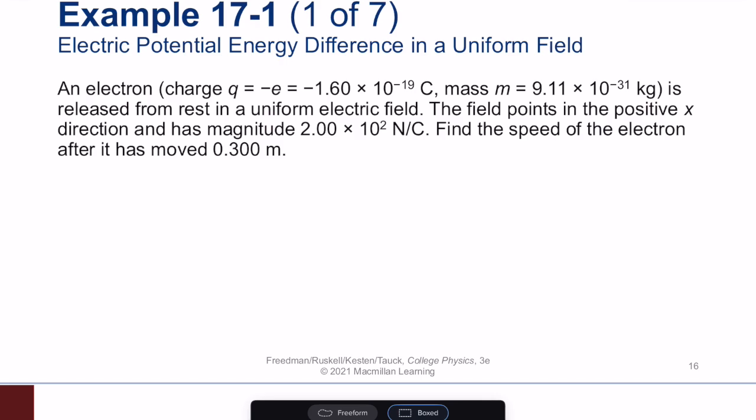If we have an electron, which of course has a negative charge, and it has a mass, it's released from rest in a uniform electric field. The field points in the positive x direction. It has a magnitude of 2 times 10 to the 2. We want to find the speed of the electron after it has moved 0.3 meters. Let's draw a picture of this situation. We have an electric field pointing to the right, and we have a negatively charged particle in that electric field.